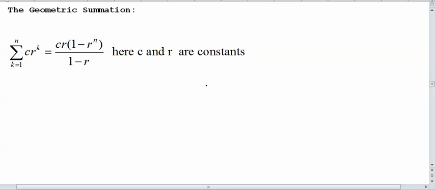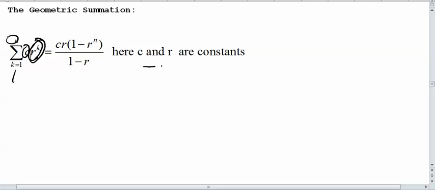Let's go to the next formula. This formula is useful in the problems below. Okay, so what I have here is a sum starting at 1, ending at n. There may be a constant number in the front. And then you have another number being raised by the index. See here, R is being raised by the index.